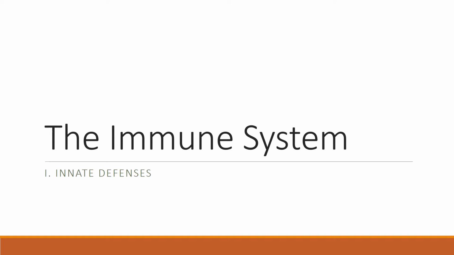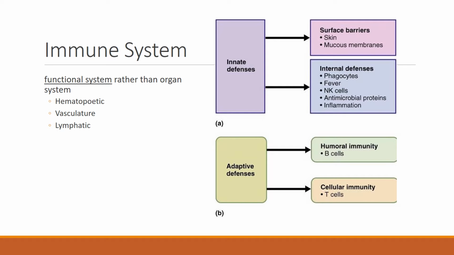We'll begin with the immune system physiology and look at innate defenses, which is the body's ability to defend against foreign invaders. The immune system is a little different, as it's a functional system rather than an organ system. It's broken down into two categories: innate defenses and adaptive defenses. The first one we will start with is innate defenses.